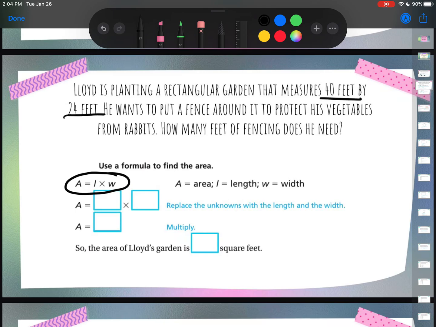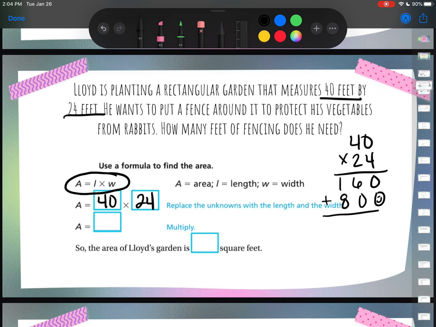Our sides, we got one side that's 40, one side that's 24. So we can just do 40 times 24. So let's do that. 40 times 24. Well, 4 times 0 is 0. 4 times 4 is 16. Put our placeholder smiley. 2 times 0 is 0. 2 times 4 is 8. And now we can add them up. And we get 960. So that means the area for Lloyd's garden would be 960 feet.